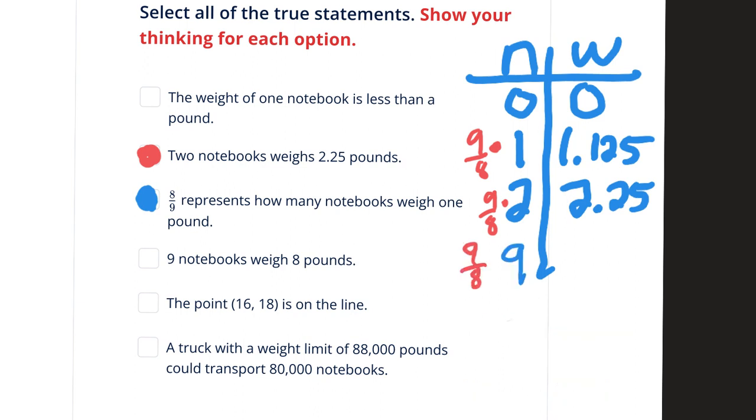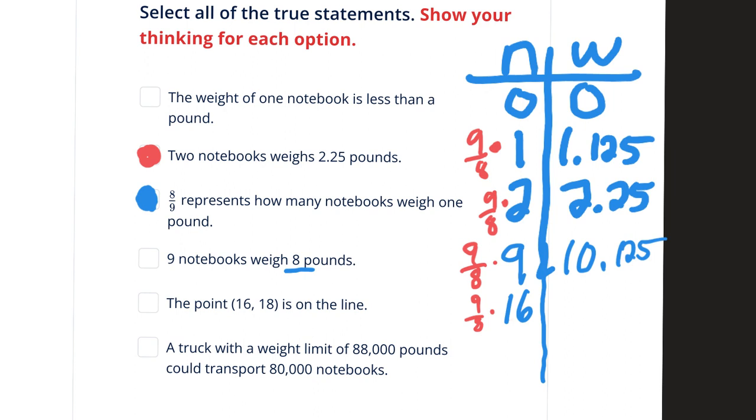All right, our next one we need to check is 9 notebooks weigh 8 pounds. Well, I used my table, 9 notebooks. I'm multiplying by my constant of proportionality. And when I multiply that, I end up getting, on a calculator, 10.125. And that is not the same number as 8, so I'm not going to check that one.